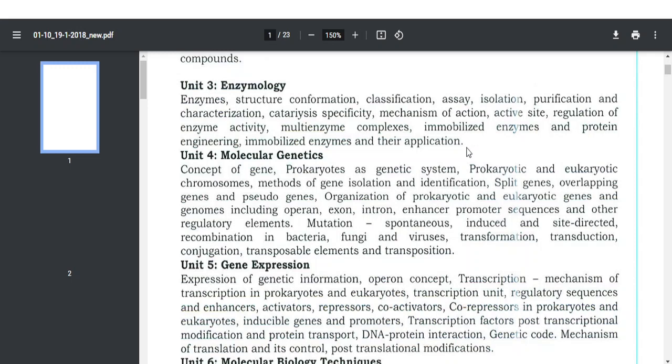Next I have listed immobilized enzymes: the steps, the different methods available for enzyme immobilization, and also the applications of immobilized enzymes. You also need to know about protein engineering, which is a very important topic.